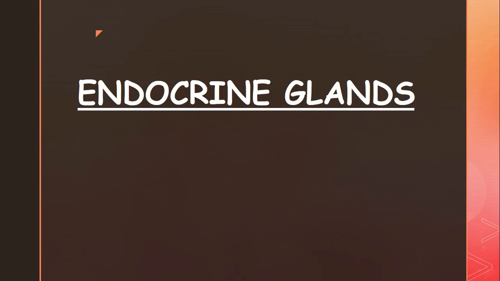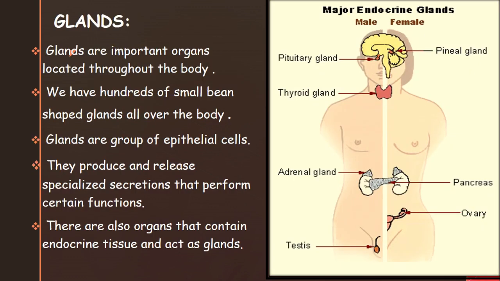Hello everyone. In today's topic we are going to discuss the endocrine glands. Glands are important organs located throughout the body. We have hundreds of small bean-shaped glands all over the body. Glands are a group of epithelial cells that join together to form a gland. They produce and release specialized secretions that perform certain functions.